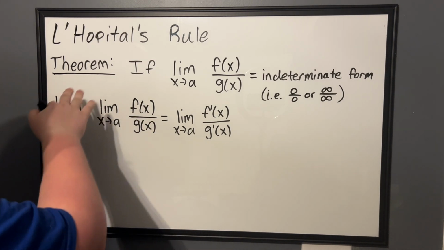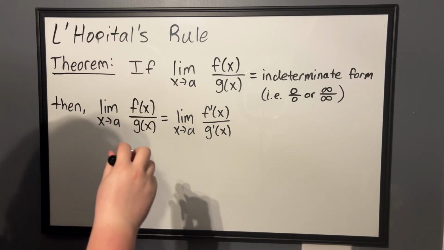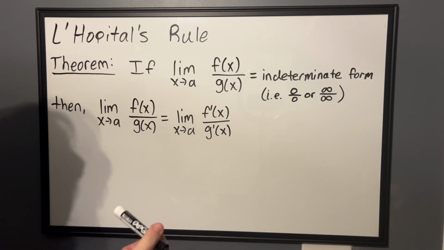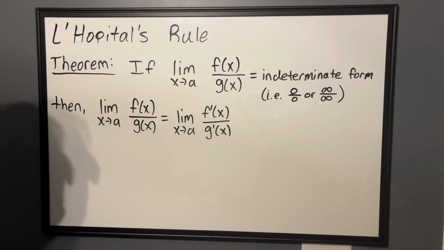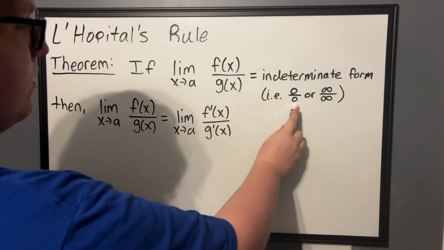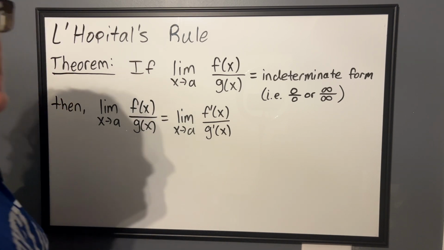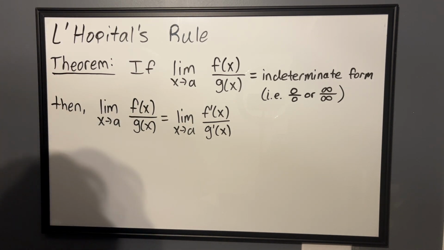So I'm writing it as a theorem, and it says if the limit as x approaches a of f of x over g of x is an indeterminate form. Now, before we continue, I want to explain what that is. Indeterminate is 0 over 0 or infinity over infinity. That's it. That's the only time that we have an indeterminate form.